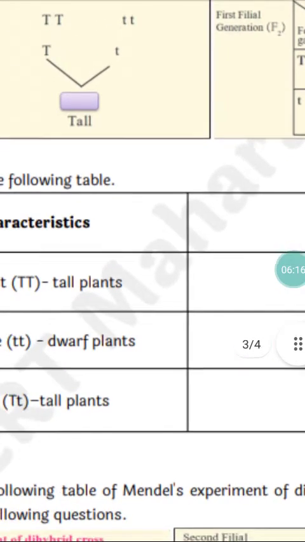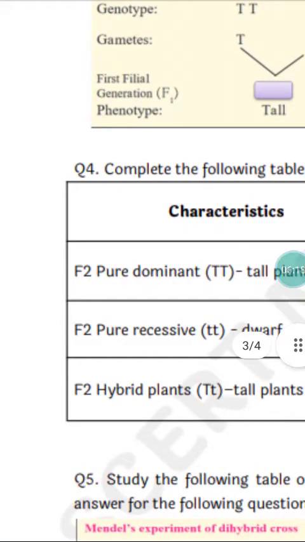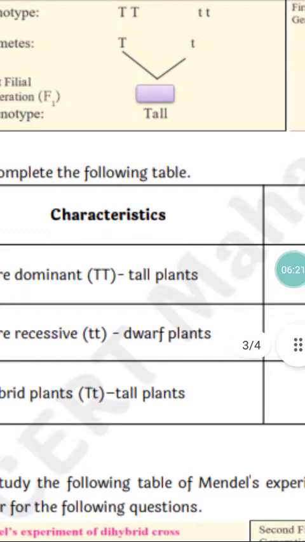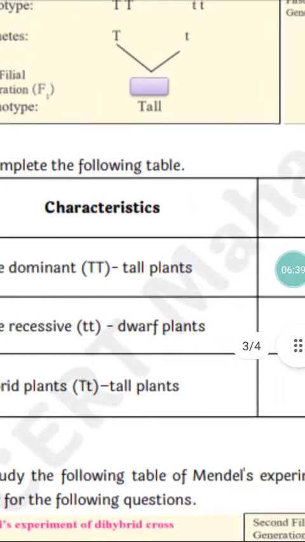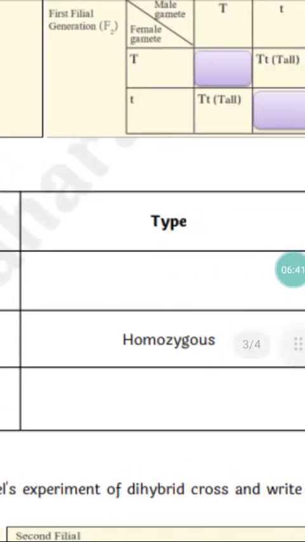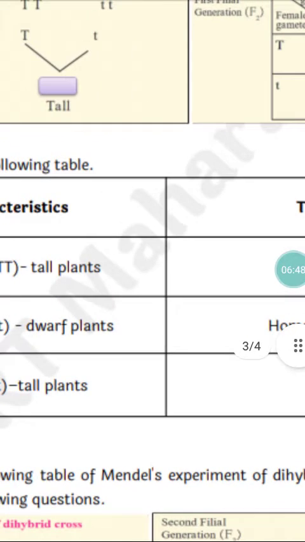Okay. Now the next question we have to see, question number 4. Complete the following table. What is given? F2 pure dominant tall plant. Here both the capital T are given, means both are in the homozygous condition. So in the first blank space you have to write homozygous. You can refer to page number 186, homozygous.